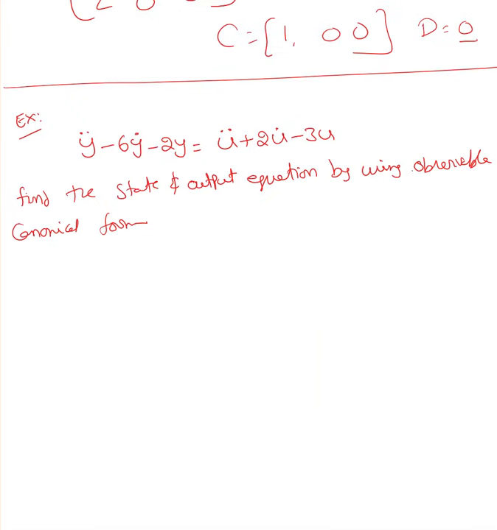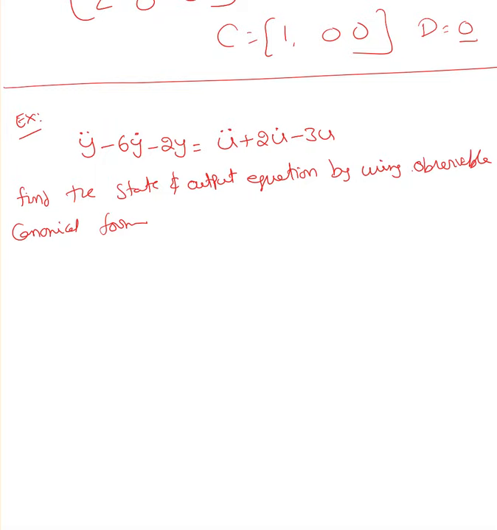So here is the next example. Here y double dot minus 6y dot minus 2y equal to u double dot plus 2u dot minus 3u. In this example we have the number of poles equal to the number of zeros. You rarely see this.